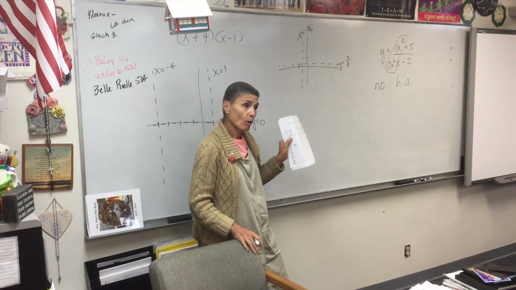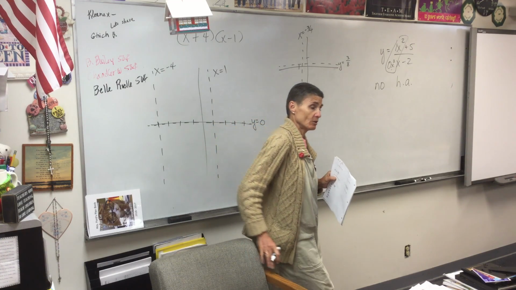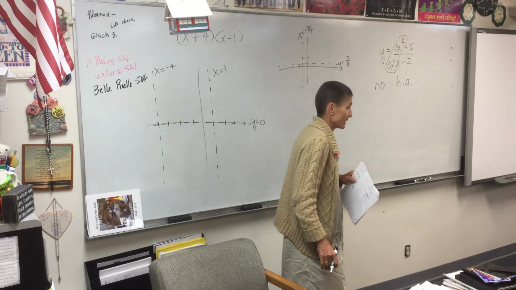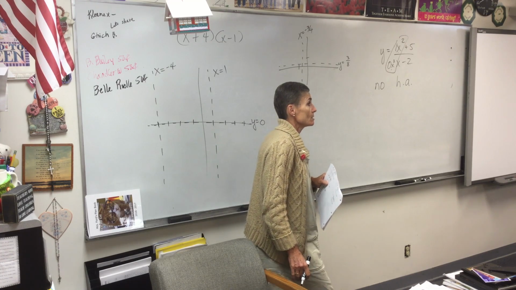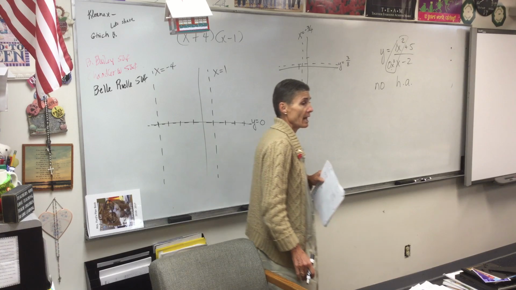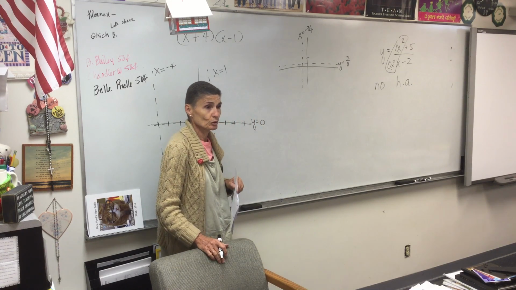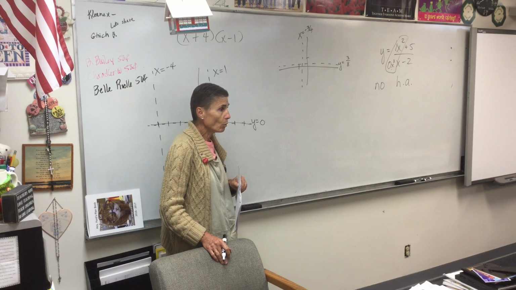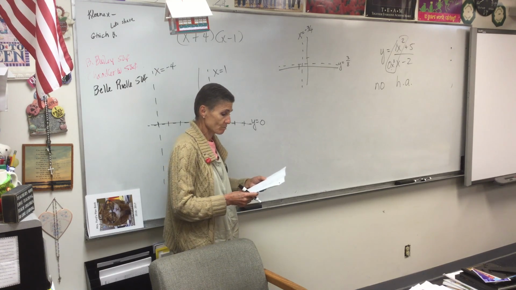However, does problem G have any vertical asymptotes? Where would the vertical be? X equals 2. So you have a vertical asymptote at x equals 2, but nothing else. No holes, no horizontal asymptote.